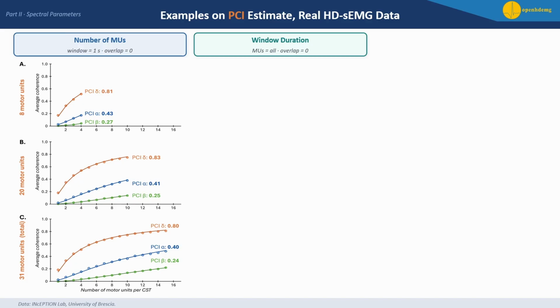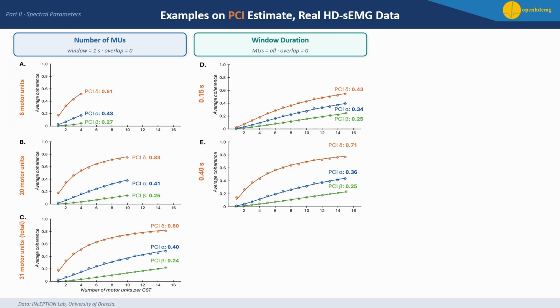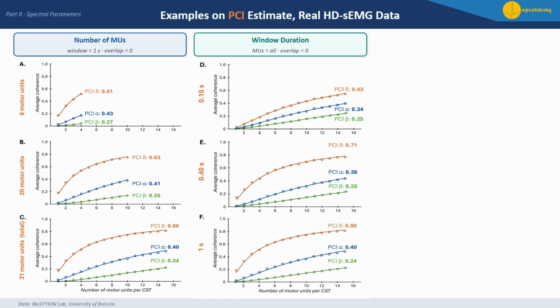Let's go to the window duration. Again, the 3 different cases: the 150 millisecond gives us a lower estimate of the PCI, as you can see. By increasing it, it gets much better and you can have a higher value of the estimate for 400 millisecond of the window duration. And this gets even better when you have 1 second and you reach a good estimate with a saturation on the PCI curve.